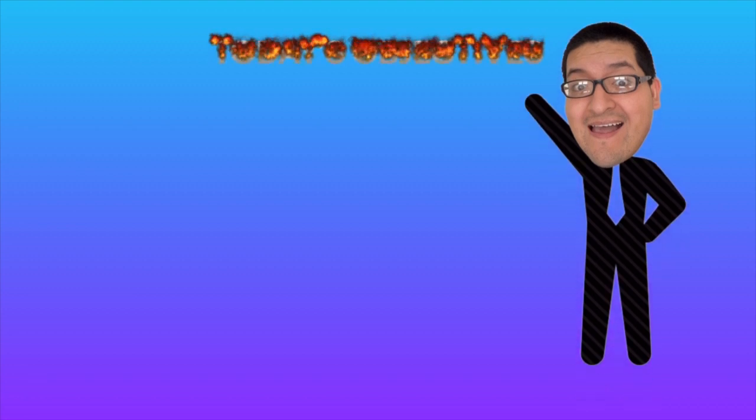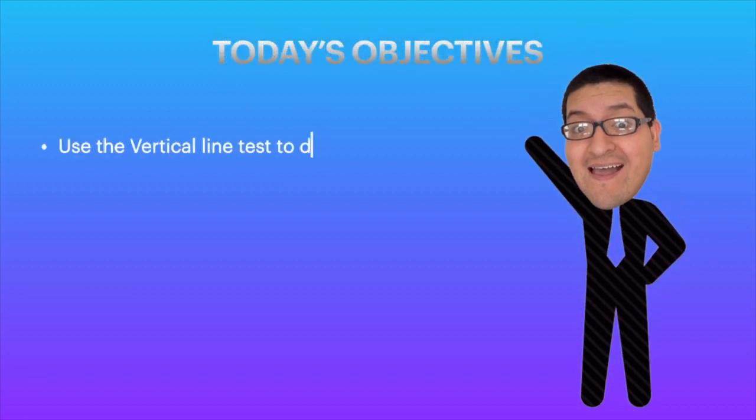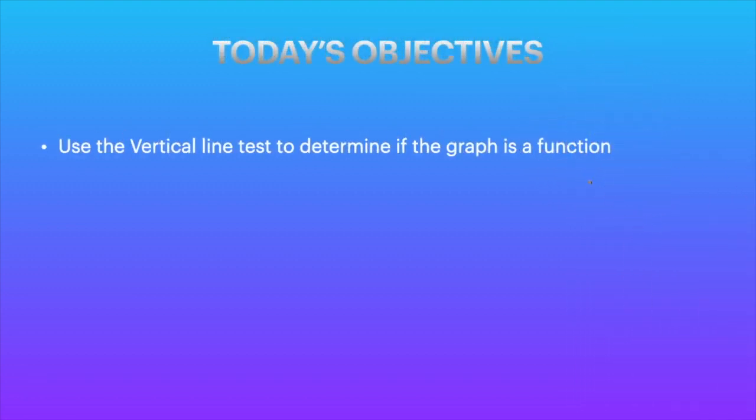Alright, so today's objective is to talk about the vertical line test and how to use it to determine if a graph is a function.